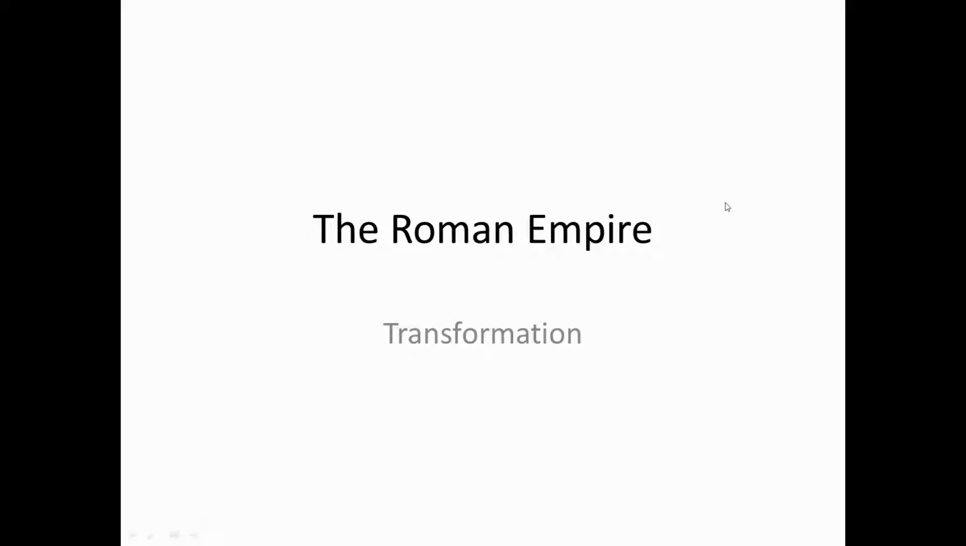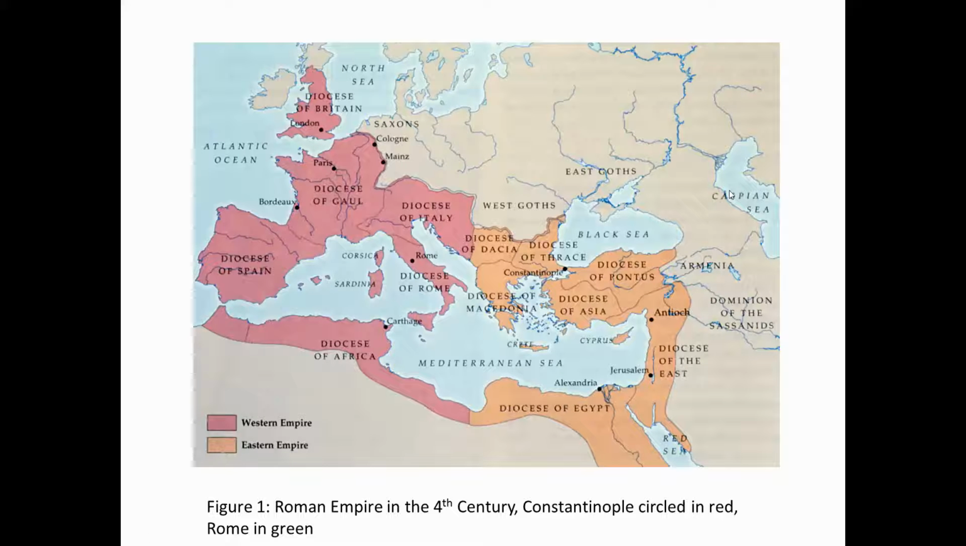Hey everyone, this lecture is going to be entitled The Roman Empire Transformation, as opposed to what we used to call it, the fall of the Roman Empire, because it doesn't really fall so much as it changes, at least until the 1400s. So this first map I have here is very similar to the map you have in your textbook on page 154, map 7.1.